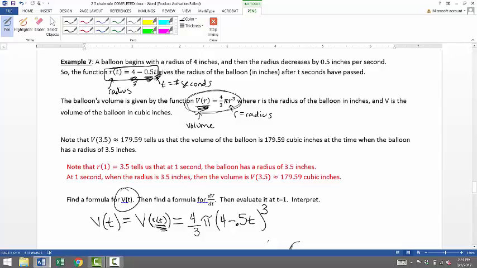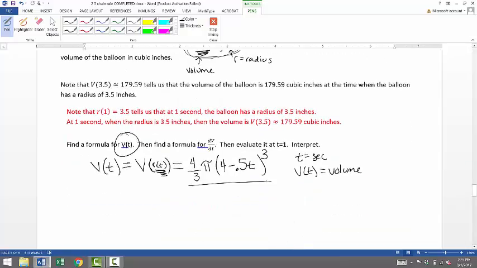Notice what we now have is a function for volume where you plug in the seconds, t equals seconds, and it spits out the volume of the balloon. Kind of skips over that intermediate step of first finding the radius. So we have a formula here for volume, and it asks us to find the derivative of volume, dV/dt. Notice here that we definitely have a chain rule sort of problem. 4/3 pi times a function cubed.